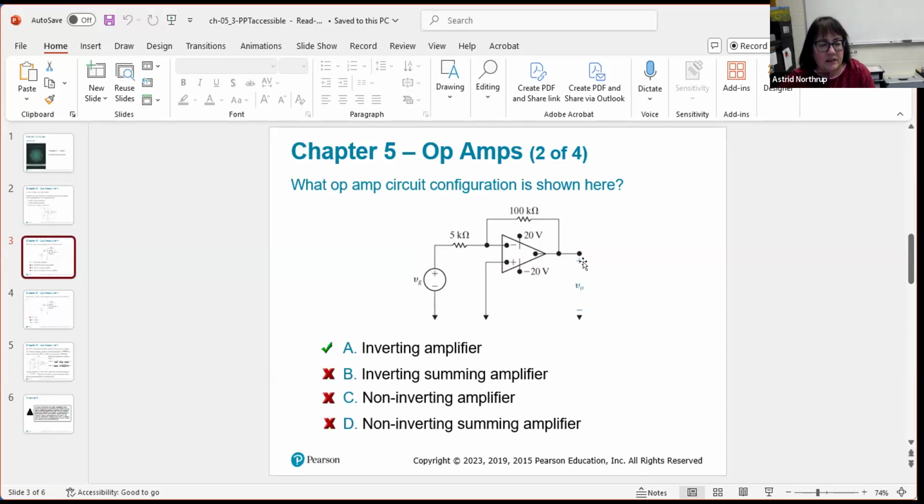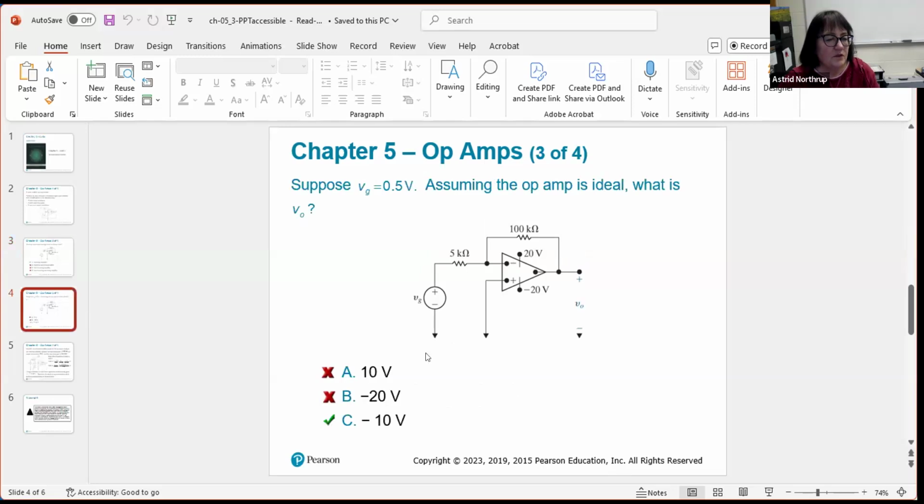That means that the voltage at the output is going to have the opposite sign of the voltage at the input. So the first thing it says is, let's suppose that V sub G, which is the voltage at the source, is 0.5 volts. Assuming the op-amp is ideal, what is V sub O? What is the output? Let's run through that calculation really quickly so that we have a good basis for what we're doing.